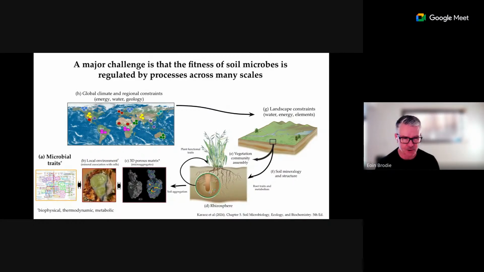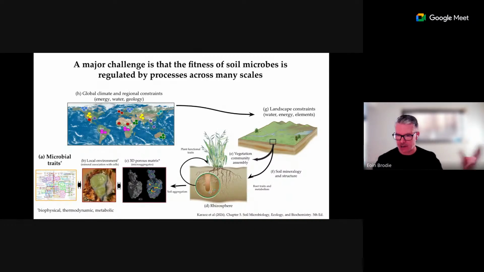This area around the root then interacts with the mineral abiotic components of soil, sand, silt, and clay, and the combination of organic matter from plants and microbes interact with sand, silt, and clay to form a three-dimensional porous matrix called aggregates that create the local microenvironment that microbes find themselves in. So each of these interactions together combine to regulate the expression of microbial traits.